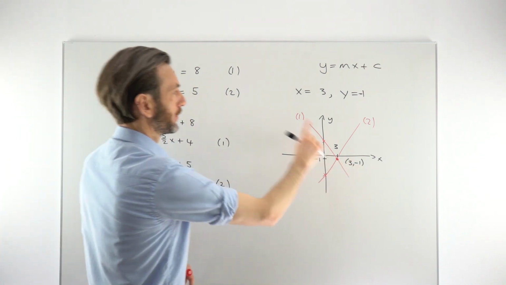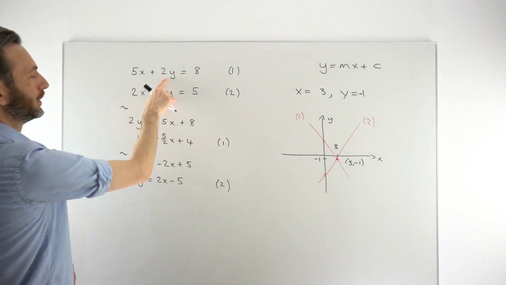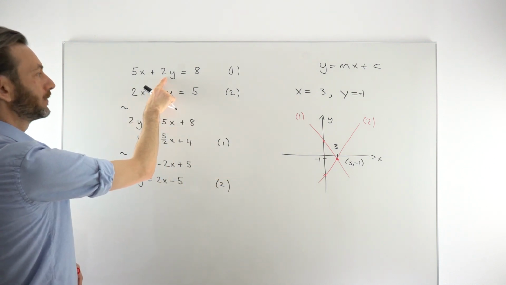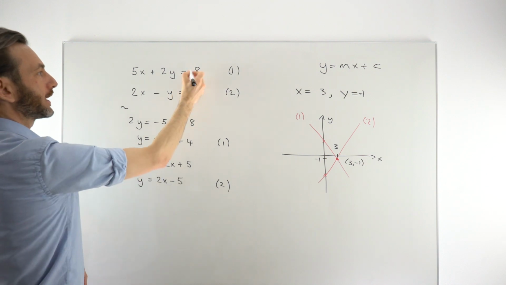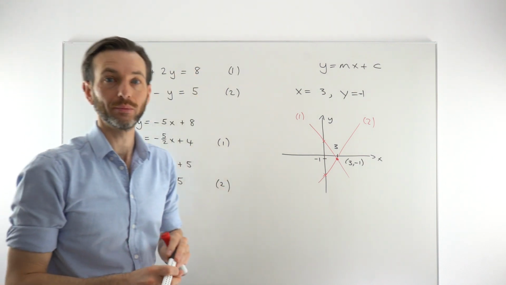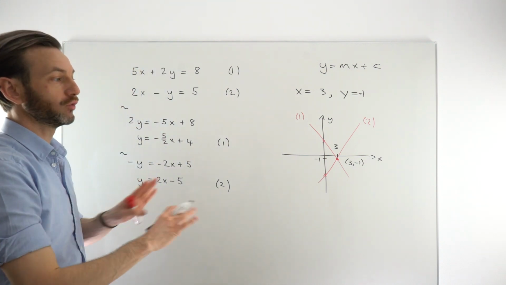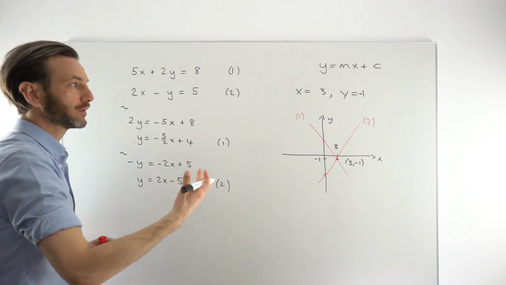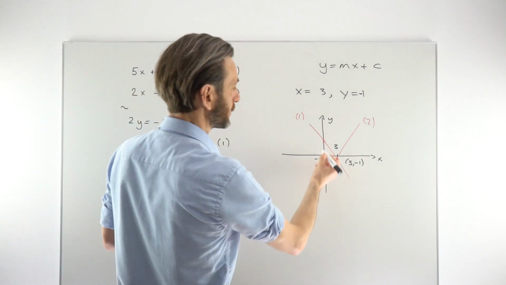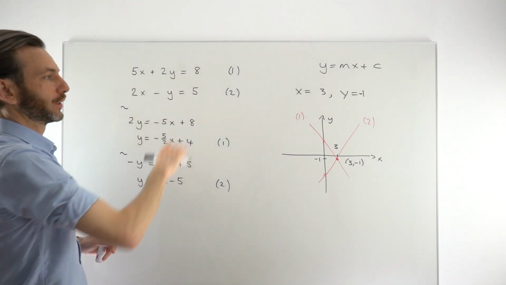Let's check it again with the other one. So 5 times 3 is 15. 15 minus 2 times 1. 15 minus 2 is 13. So it's not quite right. I didn't expect it to be right, but it's in the ballpark, which is what we're basically looking for, just a guesstimate. We don't really ever use that method to find solutions. We just use it to maybe guesstimate them and to have this graphical interpretation of the equations.